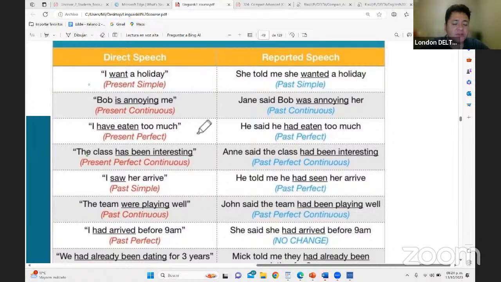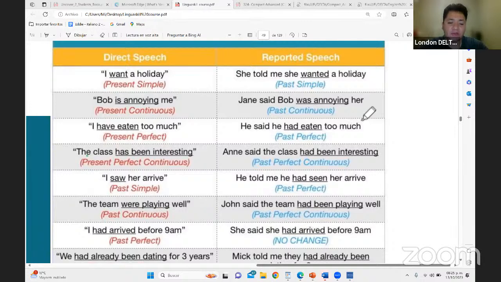Okay, well, I was telling you, this is the sentence: I want a holiday. So you would say in Spanish, quiero unas vacaciones. So you repeat what this person said, then you would say, she told me she wanted a holiday. Ella me dijo que quería unas vacaciones. So this is present simple, you change it to past simple. The idea is the same as in Spanish. When you repeat what another person said, it needs to be a little bit different, so that other people can understand that you are repeating the sentence.